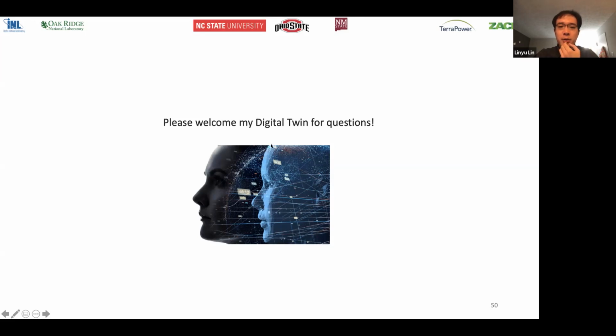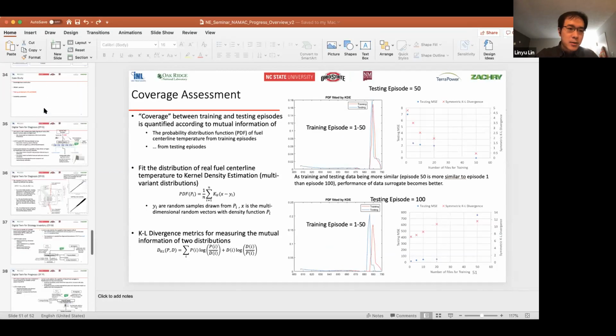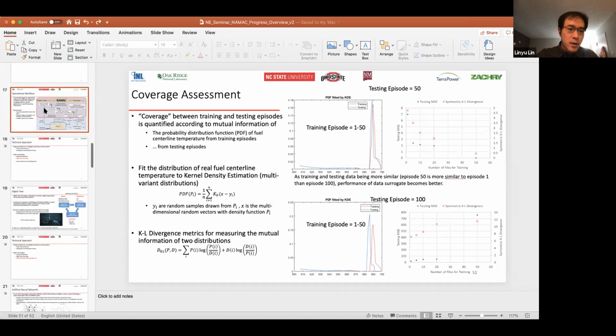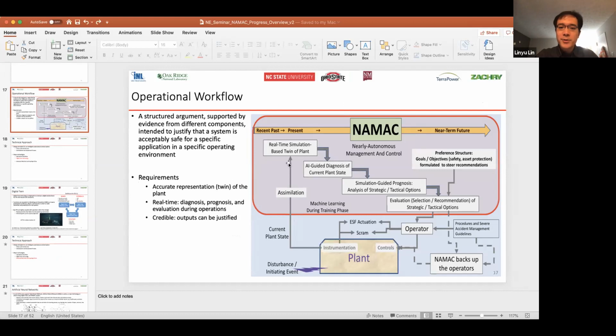Yes, the operator should know how the recommendation is given. As we see from the operational workflow, this operational workflow is transparent. So the operator knows what the diagnosis output is and what the prognosis output is, what the predicted outcome is, and why NAMAC selects these specific control actions based on the consequences and the preference structure. So we are setting this operational workflow to be transparent so that the operator knows how the recommendations are given. And yes, this will also be included in the manual. If you're going to have this system, there will be a manual explaining how the recommendations are made.